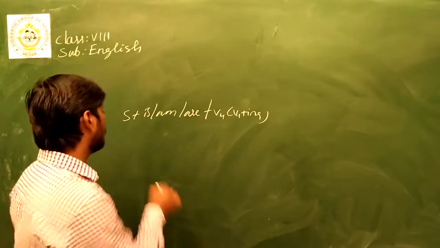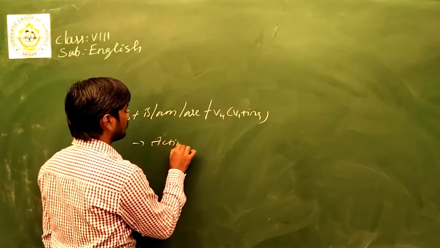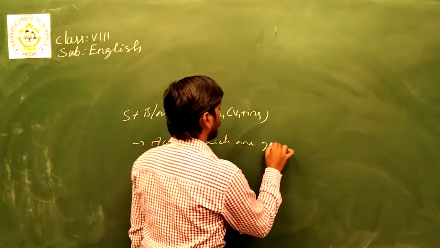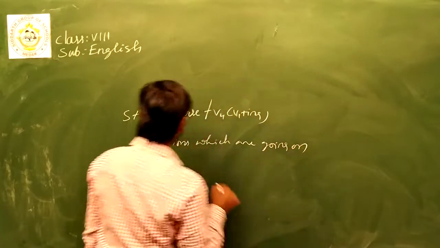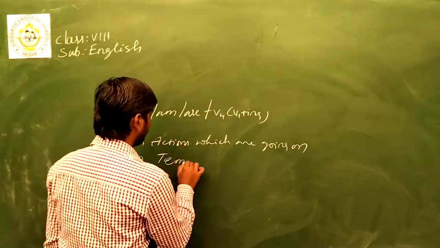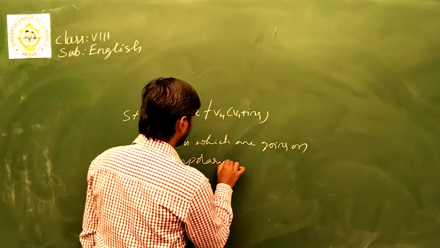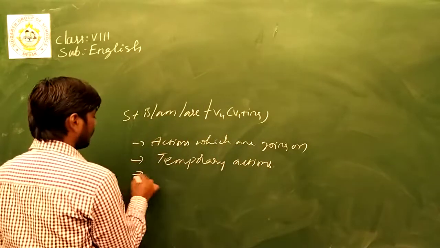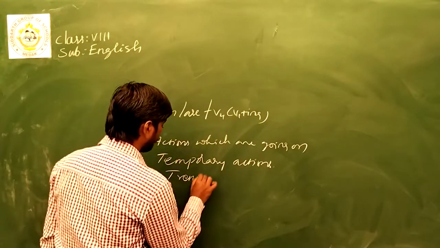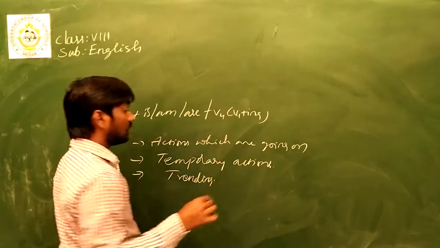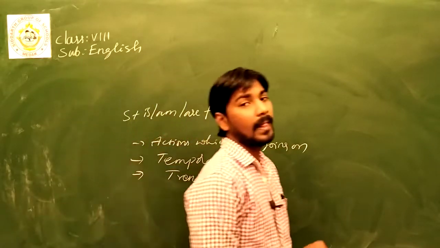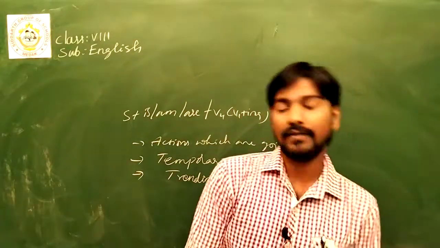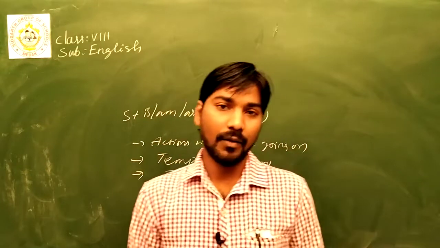Number one, where we have to use it: at the time of actions which are going on. Number two, temporary actions or activities, you can mention that from the previous class, and trending actions which are going on at the time. We have to use present continuous tense, right? We discussed that very clearly in the previous class.